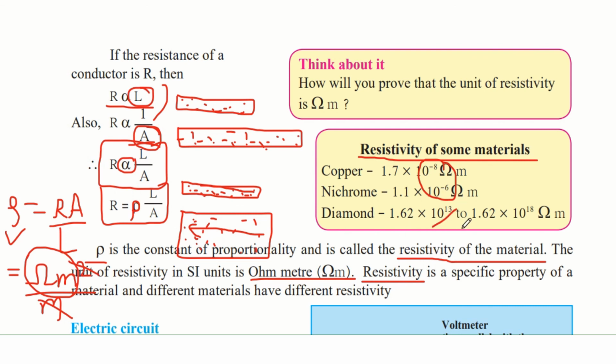So what does this tell us? It tells us that the resistivity of diamond is very, very high. And because of this, the resistance is very high for diamond. Therefore, electrons will have a lot of difficulty to pass through it, and therefore current will have a lot of difficulty to pass through it. Therefore, diamond is a poor conductor of electricity.